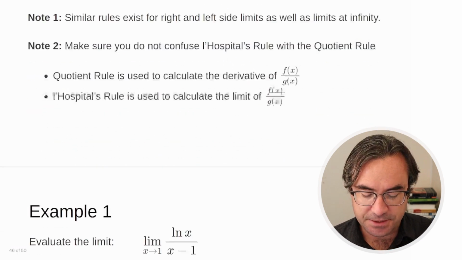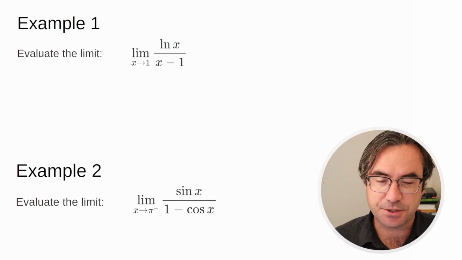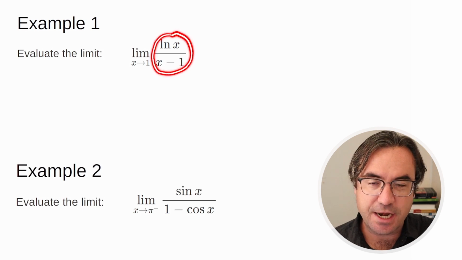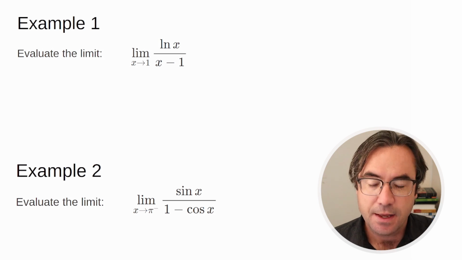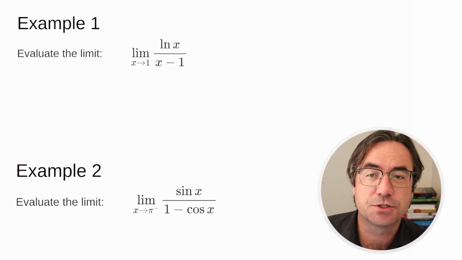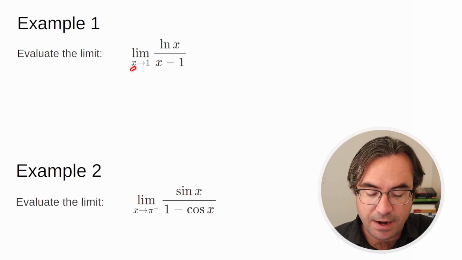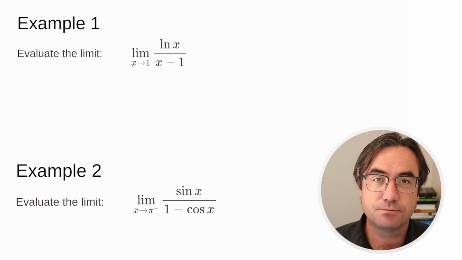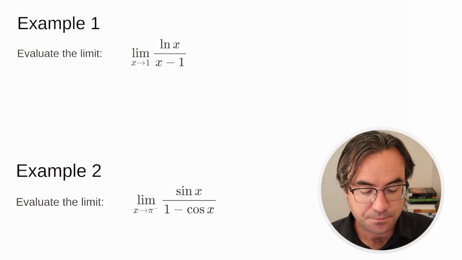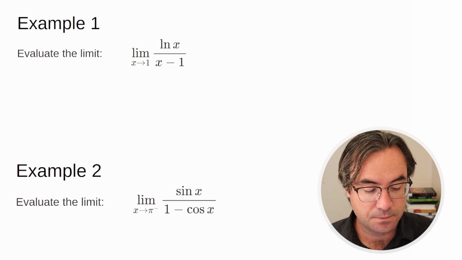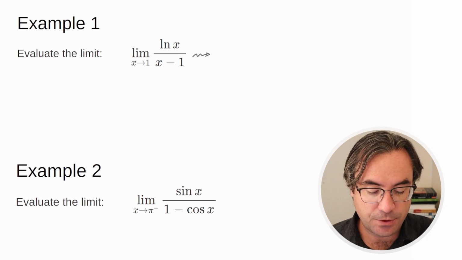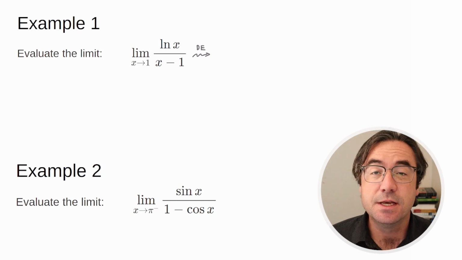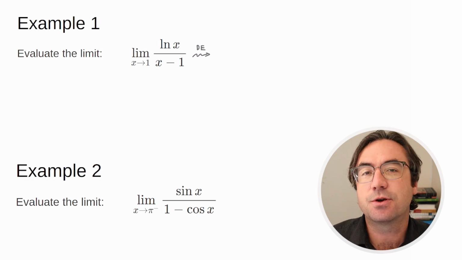All right, so let's try some examples, see how this works. Let's start with example 1. We have this fraction, natural log x over x minus 1, and we're doing the limit as x approaches 1. Whenever x is approaching a number, the first thing we should try is just direct evaluation. So we try our direct evaluation first. Always try it. When x is approaching a number, plug the number in, see what happens. If you get something that makes sense, well then, that's your answer.